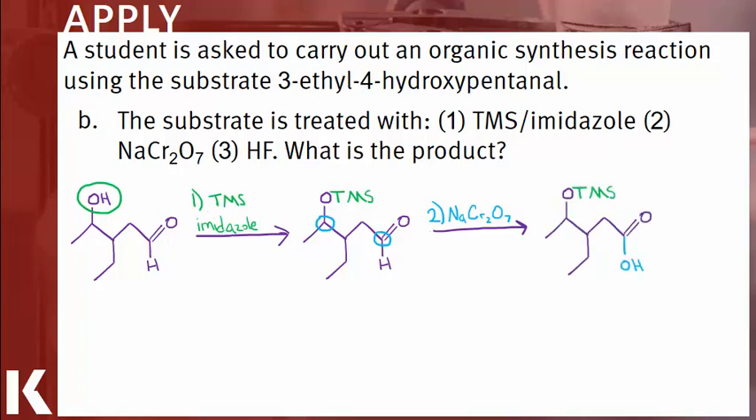The final step is the treatment with hydrogen fluoride, which cleaves the oxygen-silicon bond and adds a hydrogen back in. Therefore, we're left with 3-ethyl-4-hydroxypentanoic acid as the final product. Now, the alcohol is no longer protected and has the ability to be oxidized.